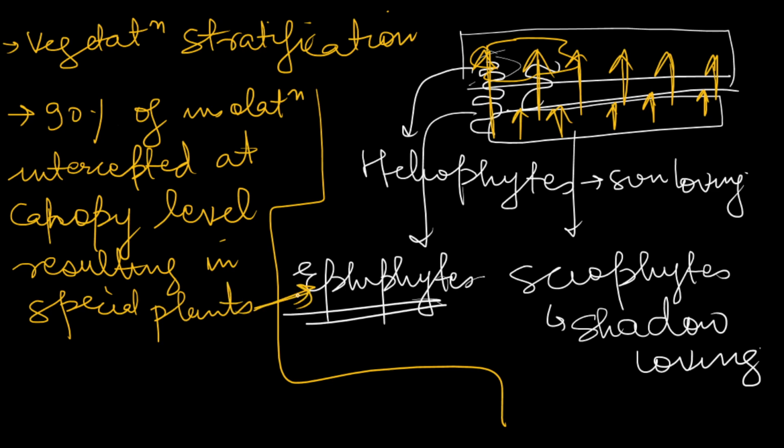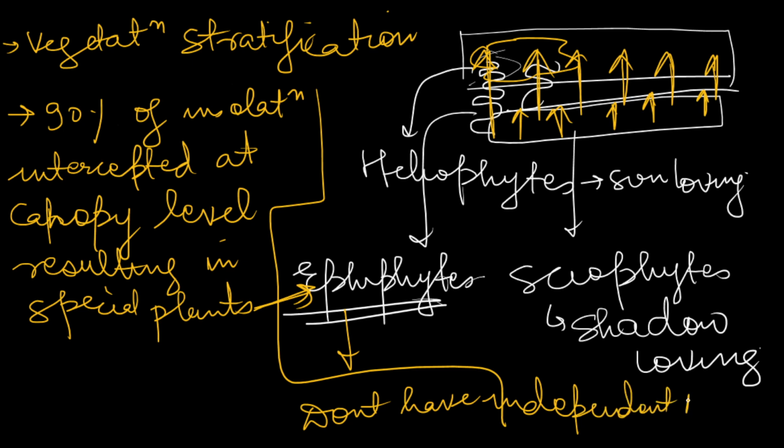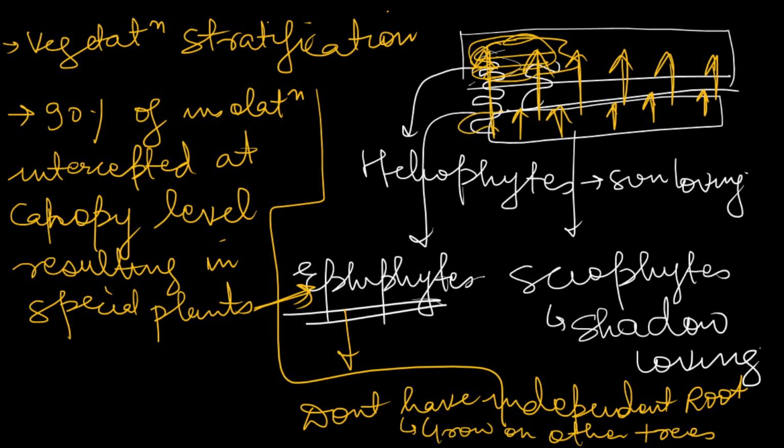Okay, they don't have independent root, they grow on other trees. You can see them growing on other trees. So what happens as the sunlight here is intercepted at the canopy level only, these epiphytes for sunlight move to climb on this tree, and they don't have independent root. They grow on other trees.